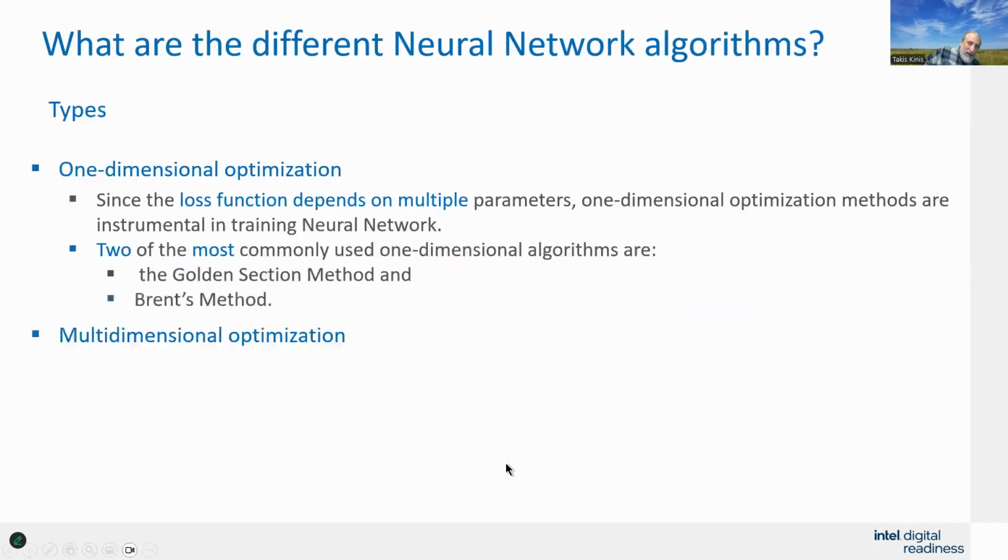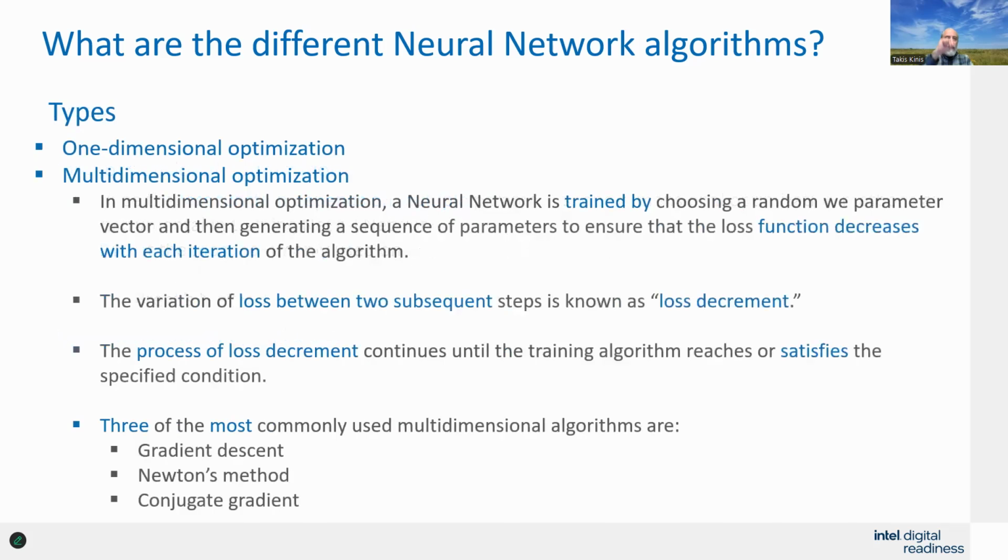There's a bunch of different algorithms that we can use here, right? And they fall into two general categories. One is the one-dimensional optimization, and then we also have multi-dimensional optimization. They talk here about how the loss function depends on multiple parameters, and the one-dimensional optimization is very key in neural networks. So usually linear equations is basically what we're talking about here. There's a couple of really popular ones, the golden section method and Brent's method. We also have the multi-dimensional ones to consider.